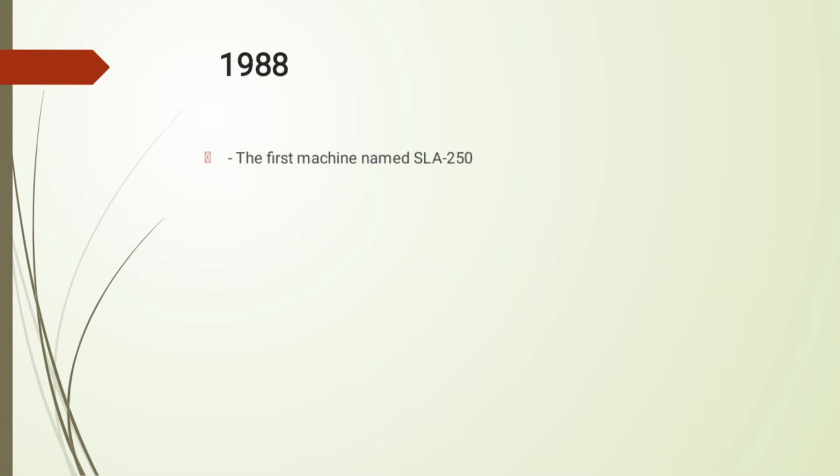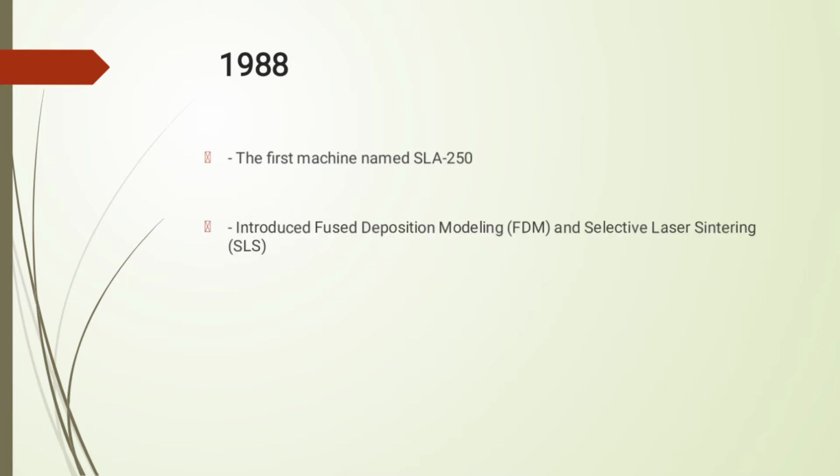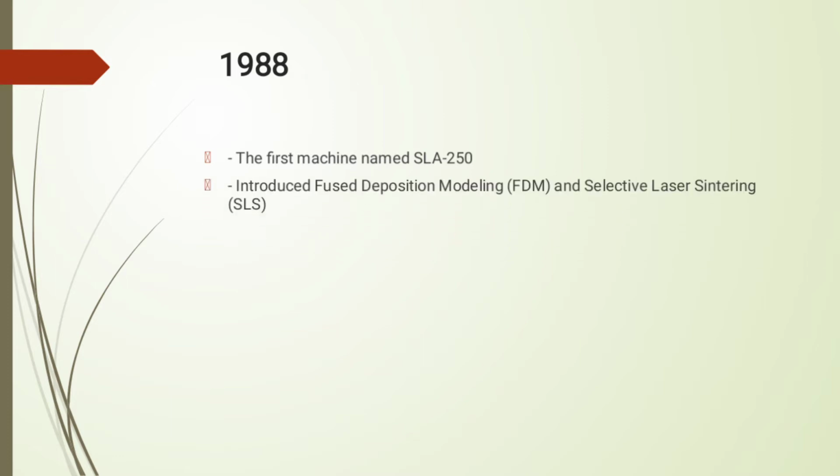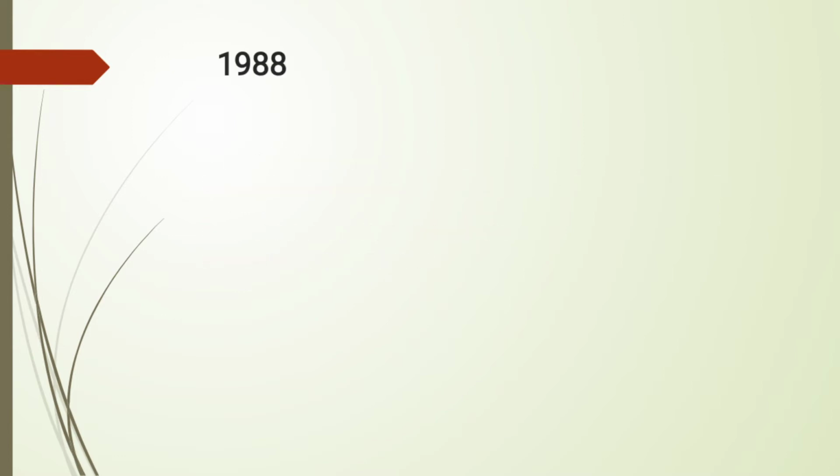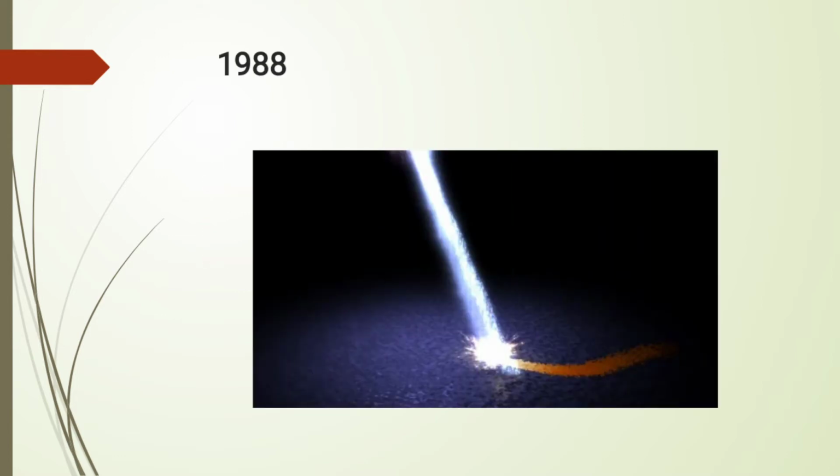1988. The first machine named SLA-250 introduced fused deposition modeling and selective laser sintering. FDM was invented by Scott Crump, who made the company Stratasys.